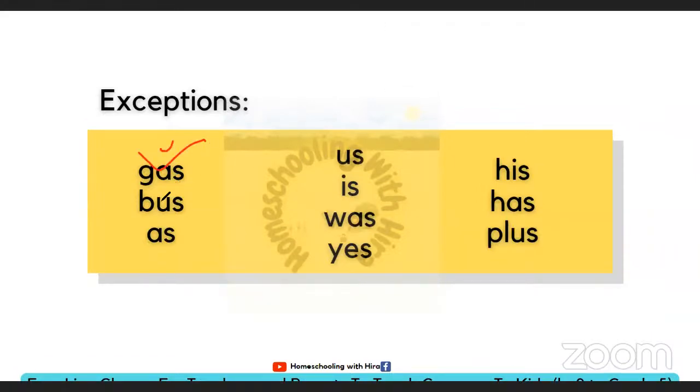Gas, bus, us, as, is, was, yes, his, has, plus. These are some of the exceptions to floss rule. You can take a screenshot of this. When you are teaching the rule, don't teach kids any exceptions. Let them absorb the rule properly. Later, if they come with, oh, you said that we have to double the letter after a short vowel, but look at this. In bus, we have a single S.